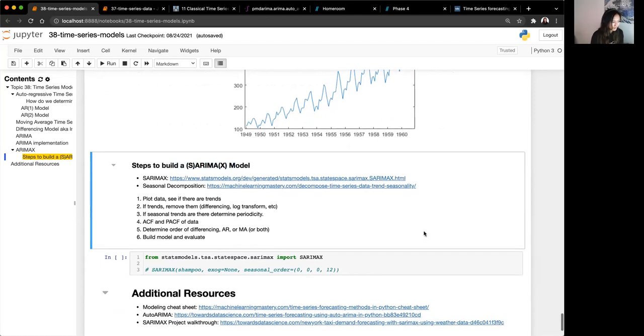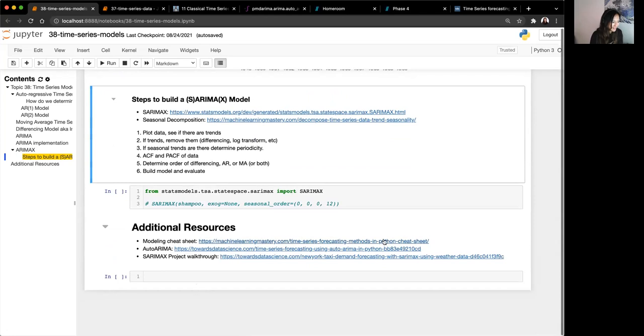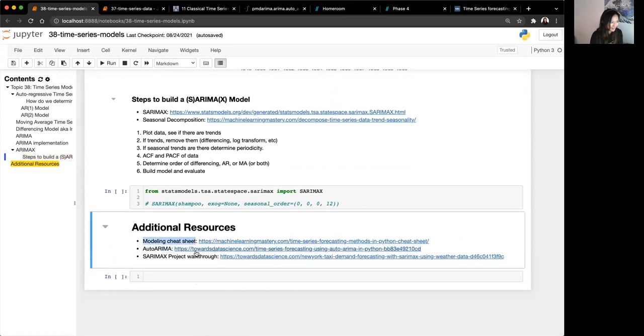Cool. And oh, nice, I have all of this here. So I have SARIMAX over here, seasonal decomposition, which is what I talked about yesterday. And then we have this modeling cheat sheet, the one that I have above, AutoARIMA, and a SARIMAX walkthrough of a project in case you ever wanted to implement SARIMAX. Cool. Any questions at this point regarding the models before I start talking about project expectations?